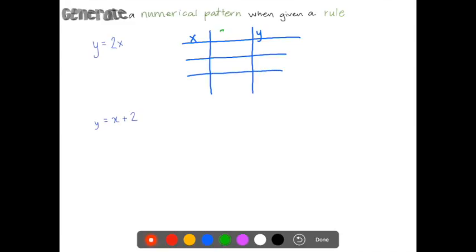So my rule is whatever x is, I'm going to multiply it by 2. So if x was a 1, then I simply have to replace x with the value of 1, and then y is going to naturally be 2. And I can do that for any value of x. Normally we go in order and we fill the table out. And so when we're talking about generating a numerical pattern, we're basically talking about generating this table.